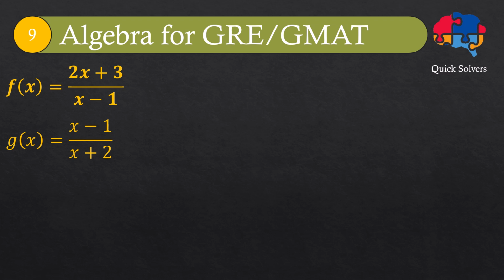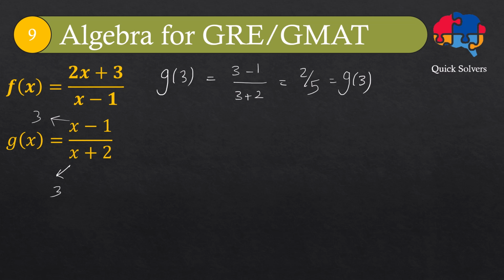That means we first calculate g of 3. To calculate g of 3, I need to replace x by 3. Here I replace x by 3, and here I replace x by 3. So we get (3 − 1) over (3 + 2), and this is 2 over 5. So this 2 over 5 is g of 3.